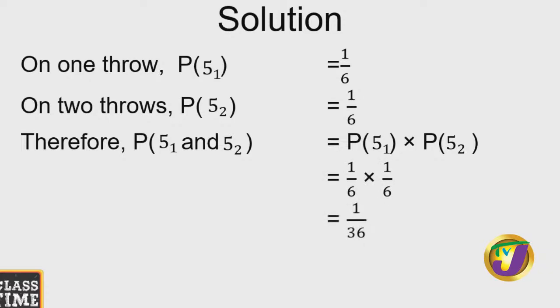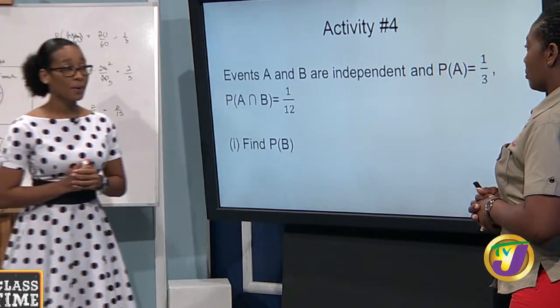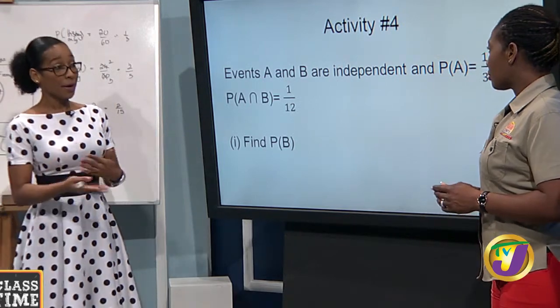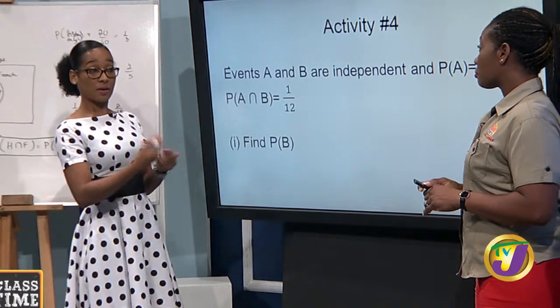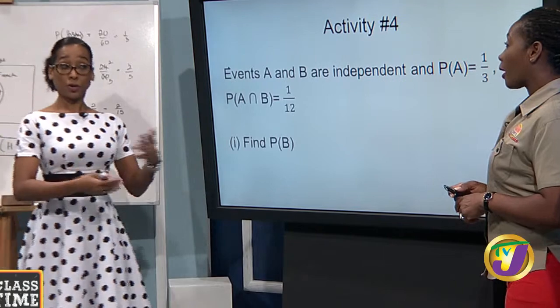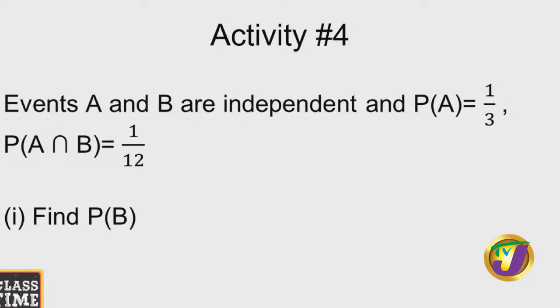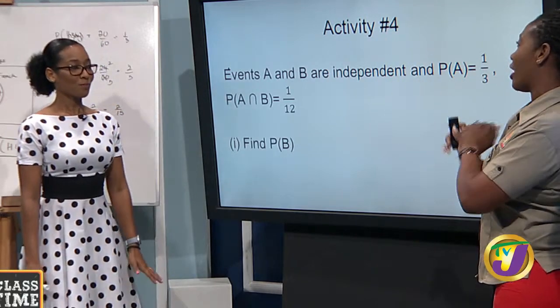Let's look here now. We have two events occurring and they are independent. We are told that the probability of event A is 1/3. We're also told that the probability of events A and B occurring is 1/12. We're asked to find the probability of event B. We learned earlier how to find that, so we can form an equation, a math sentence.